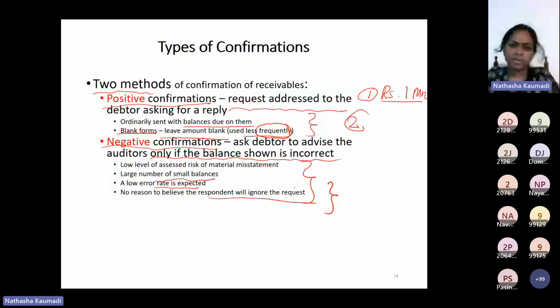But in Sri Lanka, we are not using these negative confirmations much. Most of the time, we are using positive confirmation. In positive confirmation, this first option, we mention the balance and ask them to reply. That is the easiest way to get their reply.